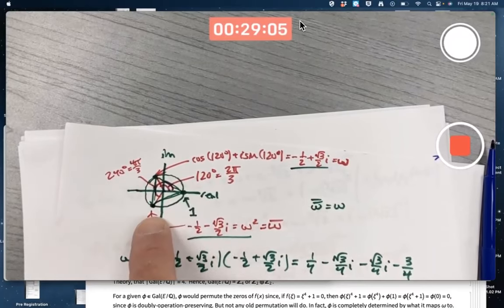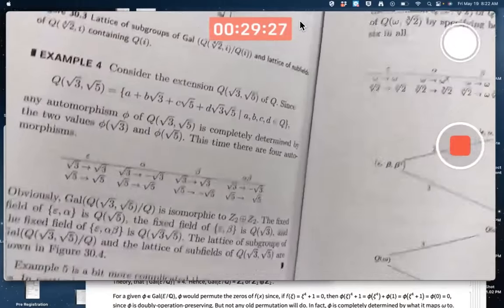1, omega, omega squared. You should also know for the test forms a cyclic group of order 3. Right? 1, omega, omega squared is a group under multiplication. Yeah, omega squared is another root of this.